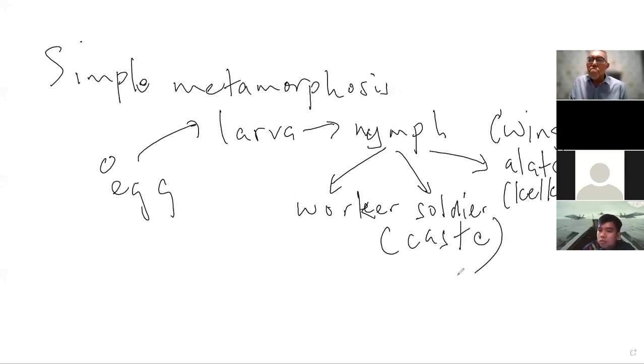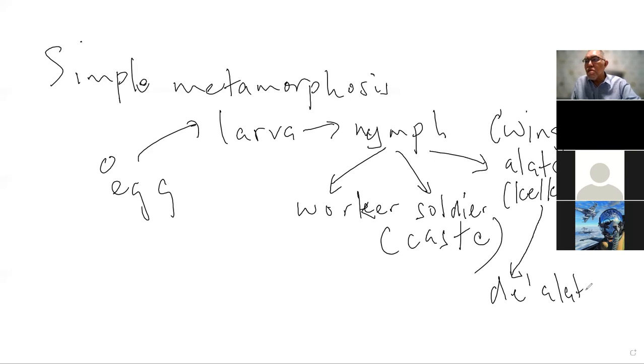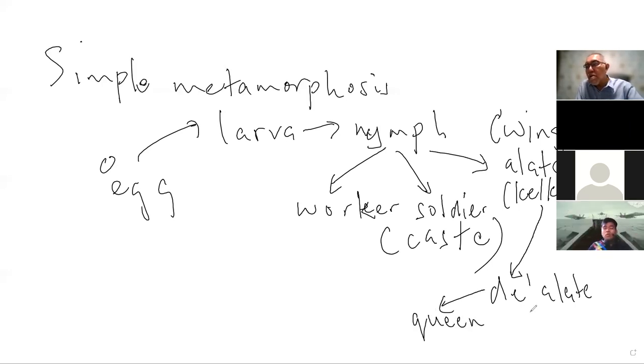Okay. Now, let's deal with the worker and the soldier later on. What happened to the winged alate? It then becomes a dealate. So what is dealate? Dealate, it sheds off its wings. Dia tanggalkan sayap dia. And then it can become the queen if it is a female. And if it is a male, it becomes a drone.